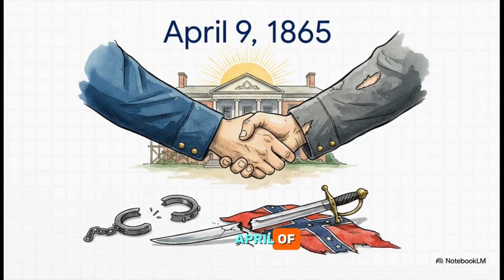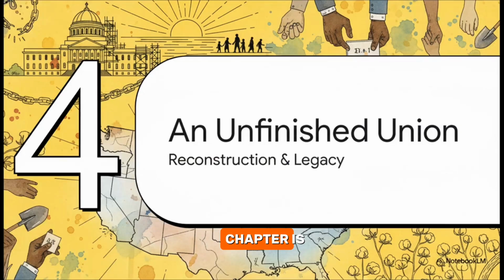Then, in April of 1865, General Lee surrendered to General Grant. The fighting was over, the Union had survived, and slavery was destroyed. But the even harder work, rebuilding an entire country and figuring out what freedom really meant for everyone, that was just getting started. This next chapter is called Reconstruction, and you have to understand, this was an incredible moment.